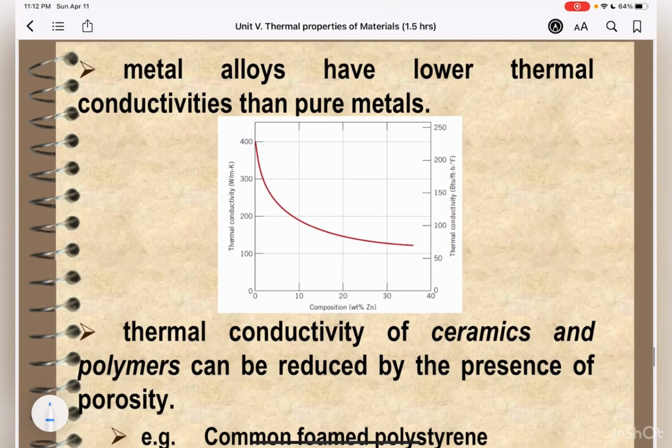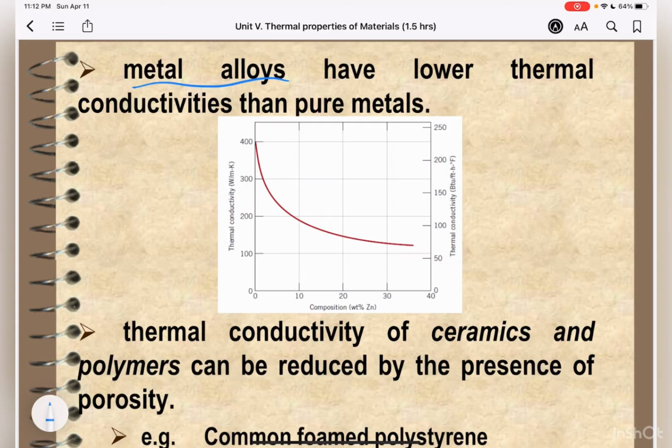Okay, so metal alloys also have lower thermal conductivities than pure metals. Why is that? Because alloying metals with impurities results in a reduction in the thermal conductivity, for the same reason that the electrical conductivity is also diminished. This is due to the fact that alloys have impurities. These impurity atoms, especially if they are in solid solution, act as scattering centers, lowering the efficiency of electron motion.